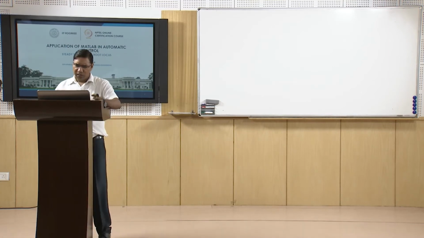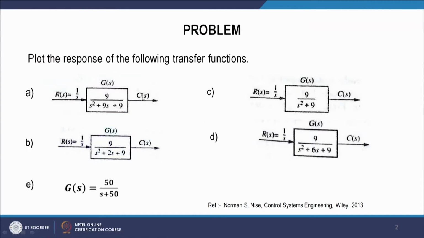So here we have some problems, like how to plot the response of the following transfer functions. We have the transfer function 9 upon s square plus 9s plus 9, and there is a unit step input, because R(s) of the unit step input is 1 by s. So how to find the transfer function? In the numerator there is a polynomial which has only one coefficient, 9, and in the denominator we have coefficients 1, 9, 9.